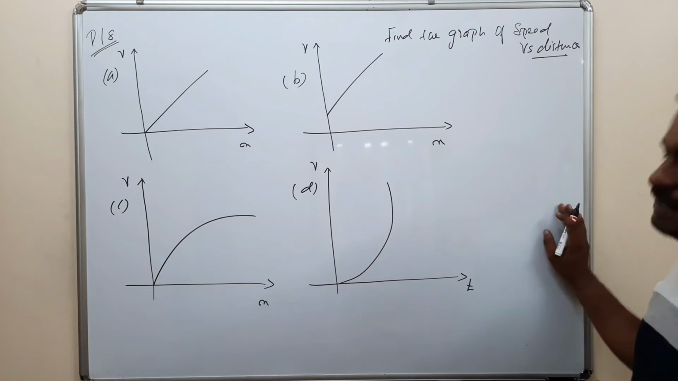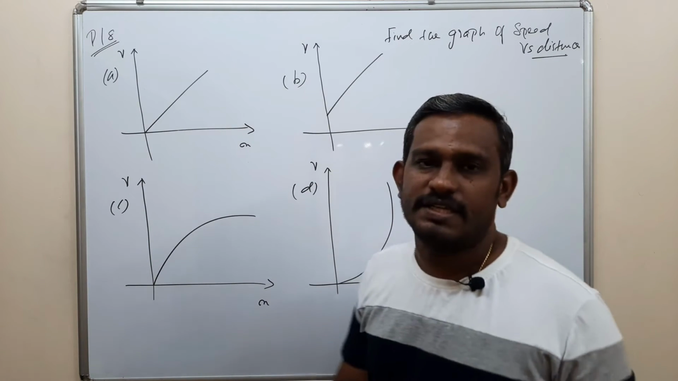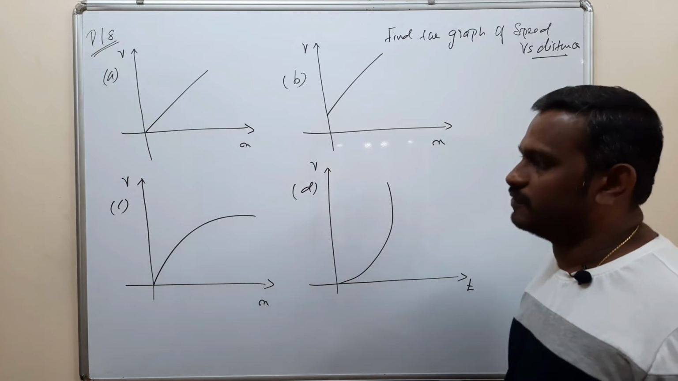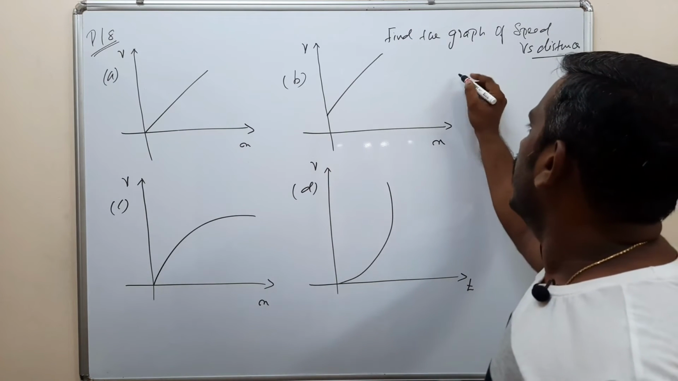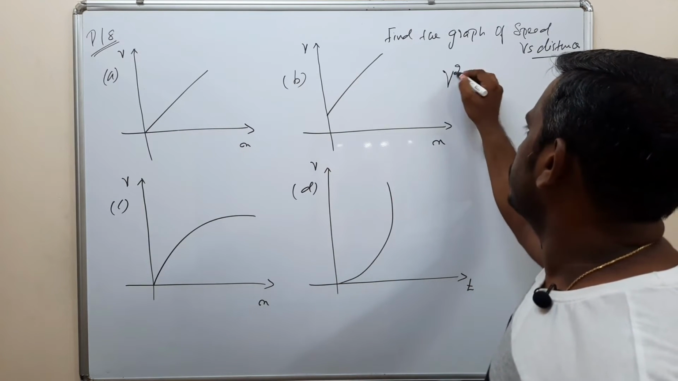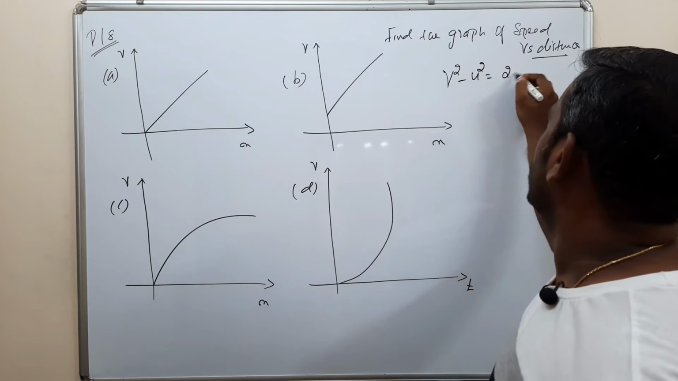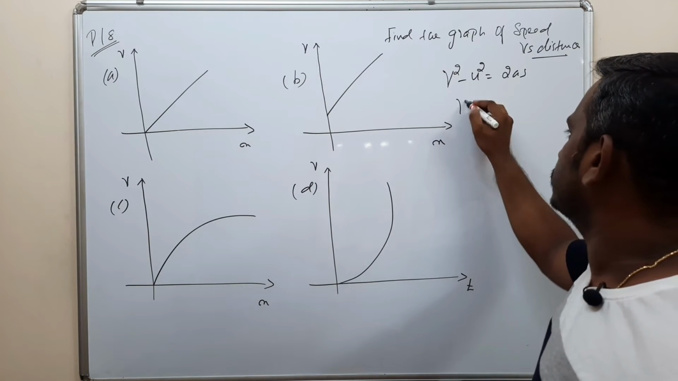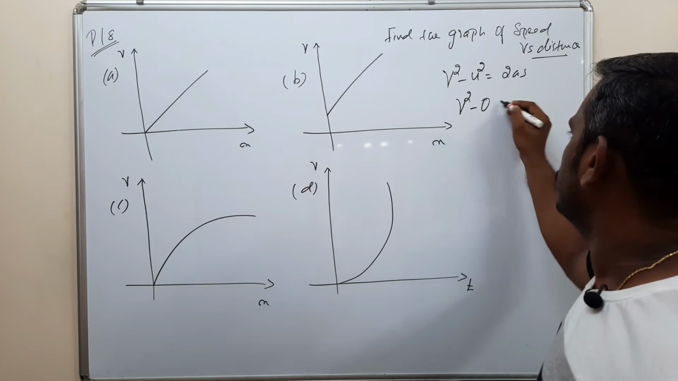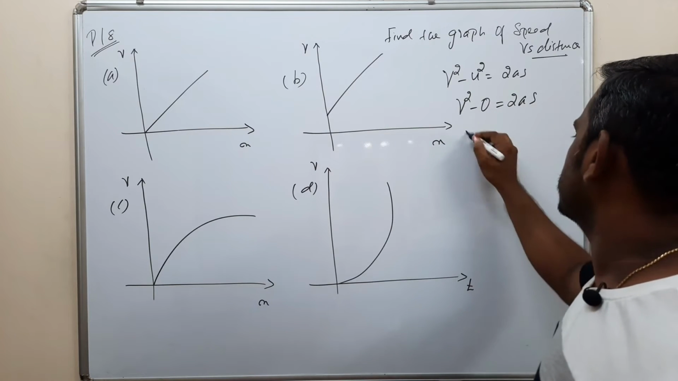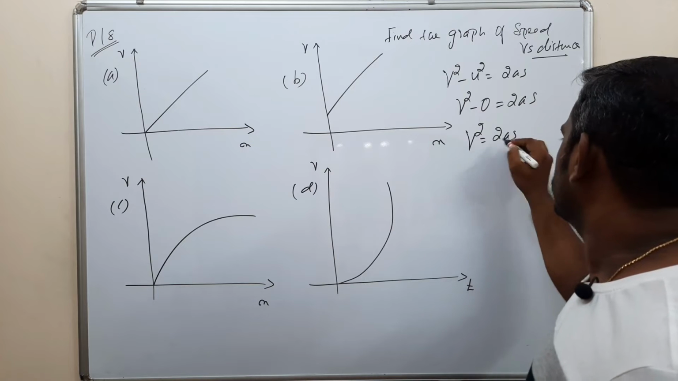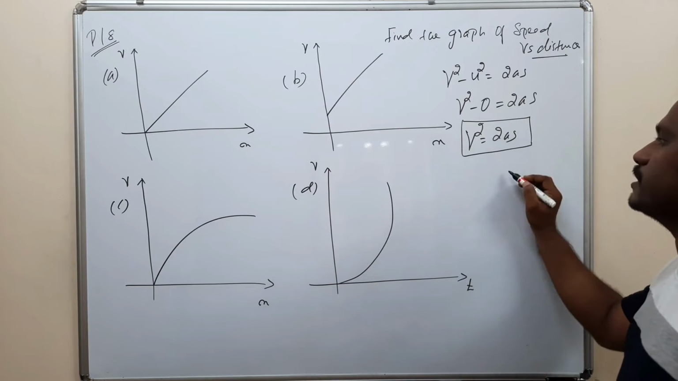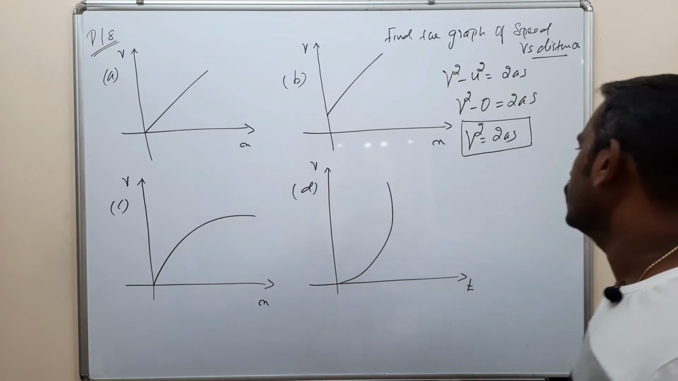A body starts from rest and moves with constant acceleration. So the variation of speed with the displacement x is, so we have to find the curve. I am using the equation v square minus u square is equal to 2as. The body starts from rest, so v square minus initial velocity 0 is equal to 2as. So v square is equal to 2as. The relation between final velocity and displacement is v square is equal to 2as.